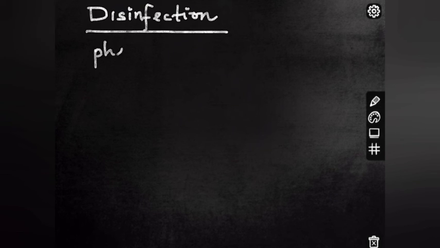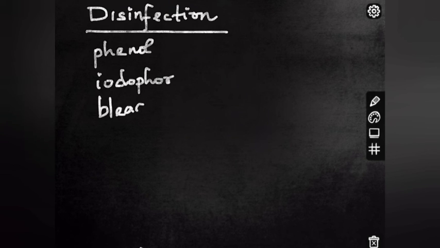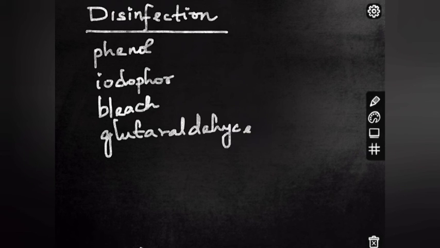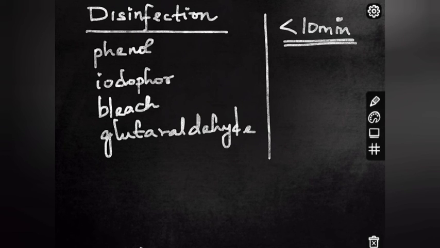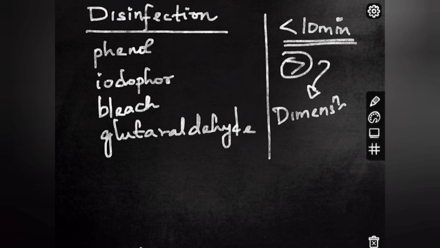So how do you disinfect an alginate impression? You can use disinfectants like phenol, iodophor, bleach, or even glutaraldehyde. Glutaraldehyde is the one that is most commonly used for disinfection of any impression material. The disinfection is done for less than 10 minutes. If the time is increased, it will hamper the dimensional stability of the impression.